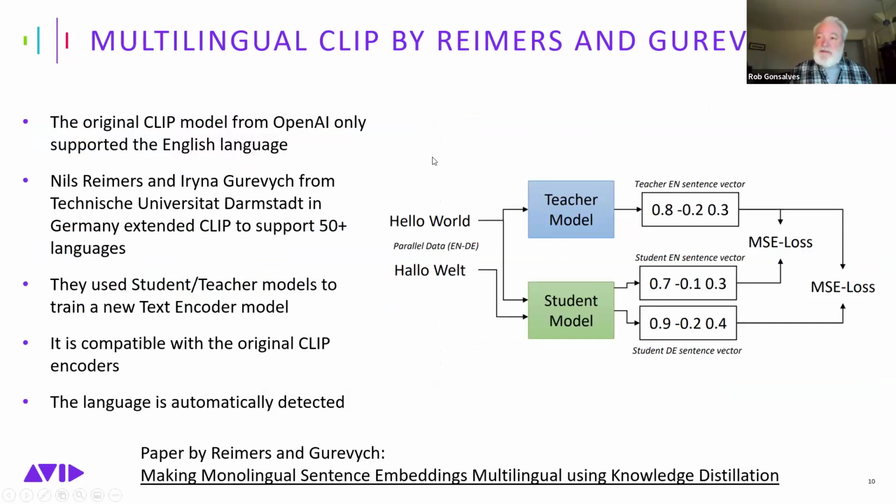Yeah, so I mentioned that the CLIP system was English only. But at Avid, we have users that speak a lot of different languages. So there's a great paper by Reimers and Gurevych where they basically did knowledge transfer. They fine-tuned the CLIP text encoder using the student-master workflow. So the master is the English one, or the teacher, as I call it. The teacher is the English one, and the German one is the student.